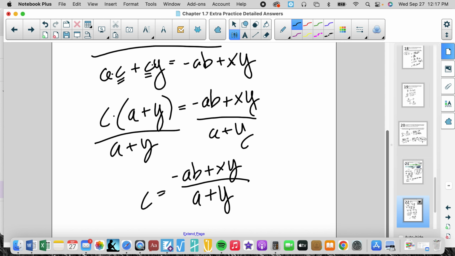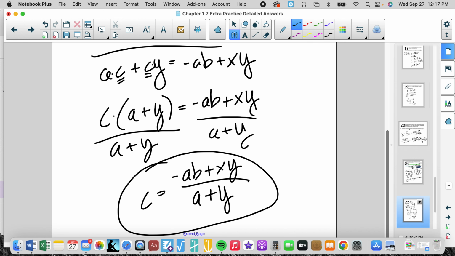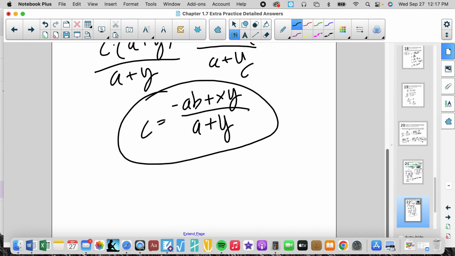We cannot, folks, we cannot cancel those A's and we cannot cancel the Y's. Other students, they will cancel this and they will cancel this, and that is wrong. You can't cancel the A because it's being added to something. So be careful. Do not make that mistake. That is your answer. That is as simplified as you can get it.